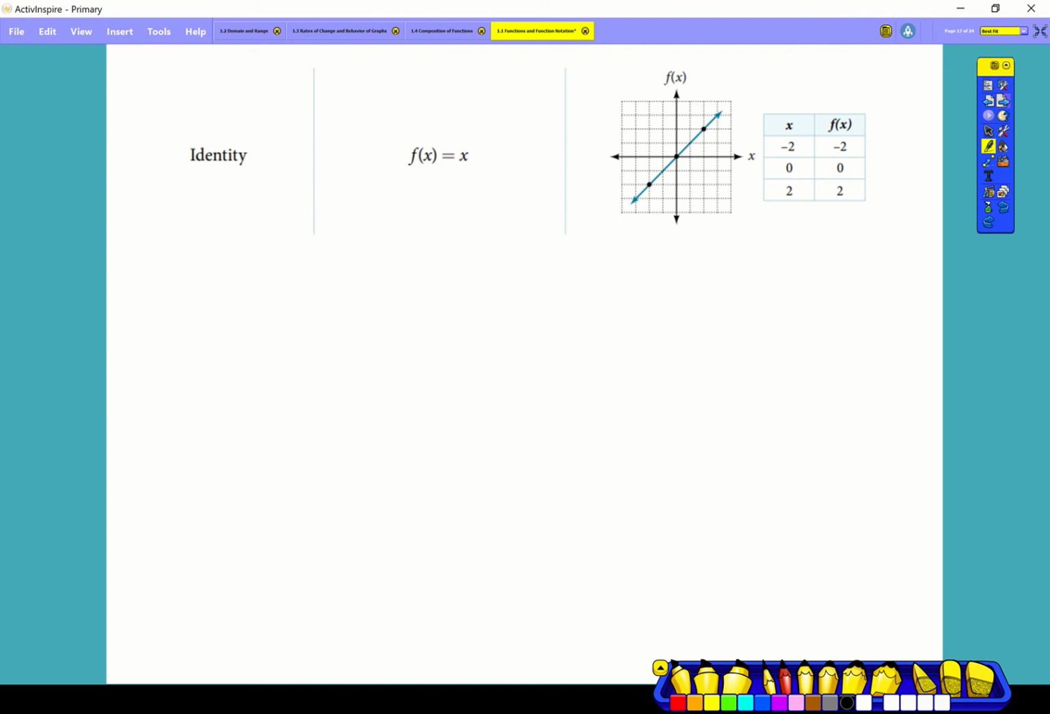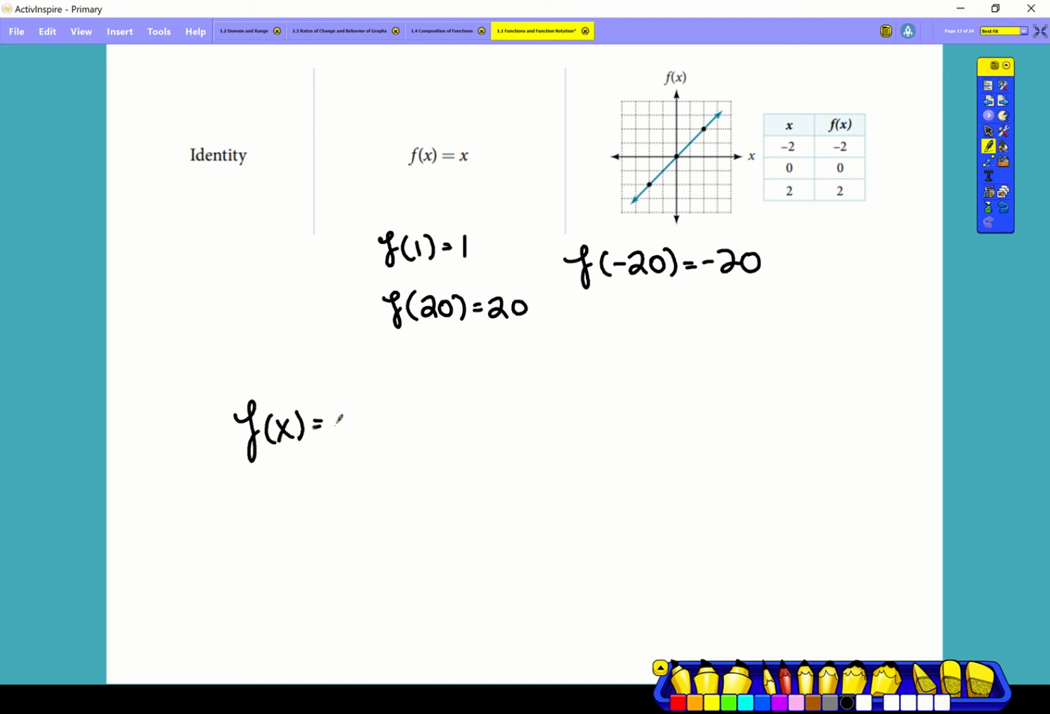Notice that. If I put 1 into it, it's going to be 1. If I put 20 into it, it's going to be 20. If I put negative 20 into it, it will be negative 20. So let's say we had f of x equals x plus 1. Notice that this is the identity and this is the constant function. This is actually two functions.